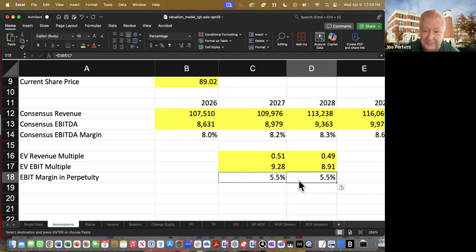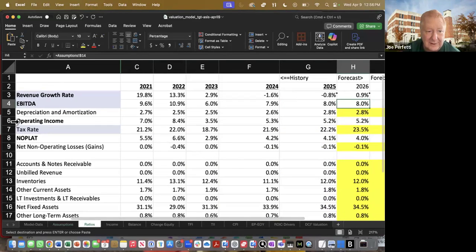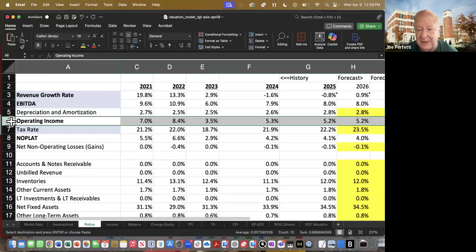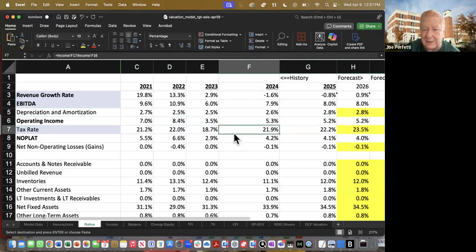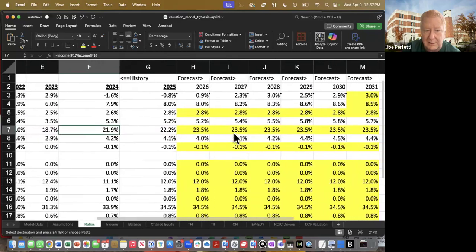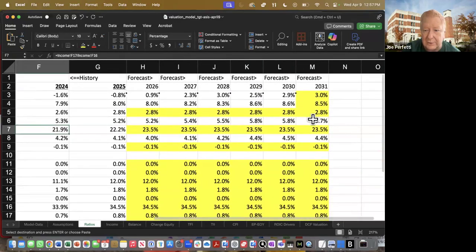So what is this number, this 5.5%? It's the operating income. We're using EBIT and operating income essentially interchangeably. So we know that in perpetuity, based on the current share price, row 6, which is operating income, the perpetuity period, which is 2031, that cell should be 5.5%, not 5.7.